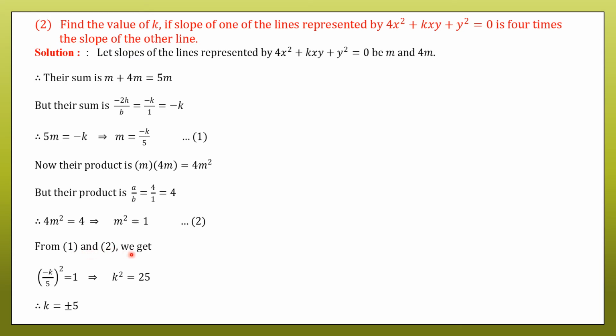From equations 1 and 2, put the value: here m square equal to 1, put the value of m as minus k divided by 5, then we get (minus k divided by 5) square equal to 1. Here the square is k square divided by 25 equal to 1. Taking multiplication, k square equal to 25. Therefore, k equal to plus or minus 5.